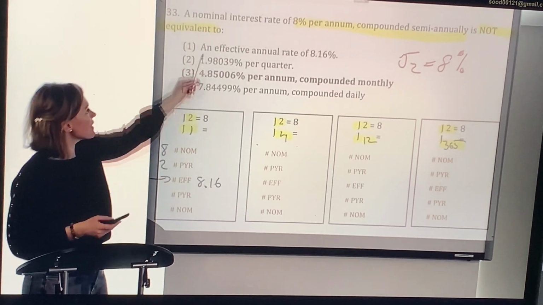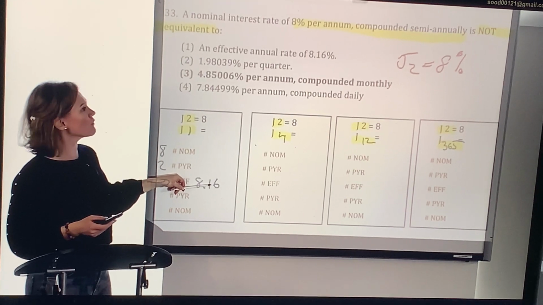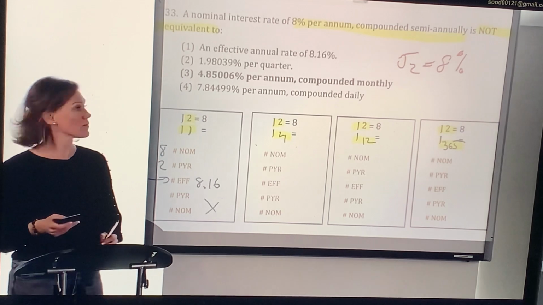Effective shows a J1. And is that what they're looking for? An effective annual rate of 8.16. Those two match. And that's not what they're looking for, because they say which one is not equivalent to. So basically, that's not the answer then, because it matches my answer. Okay? Look at the second one.